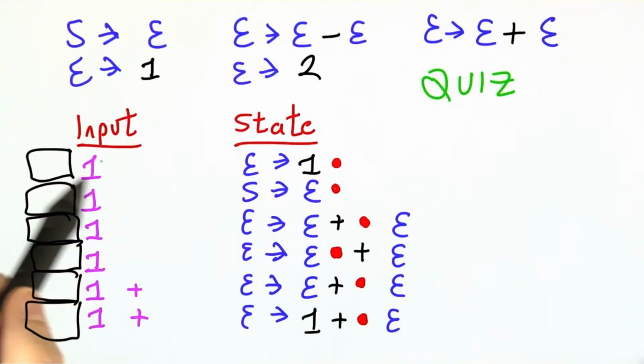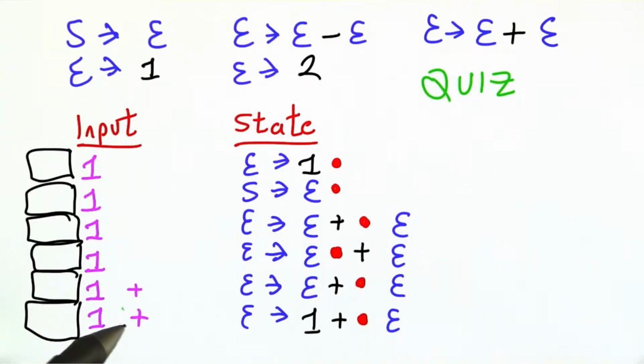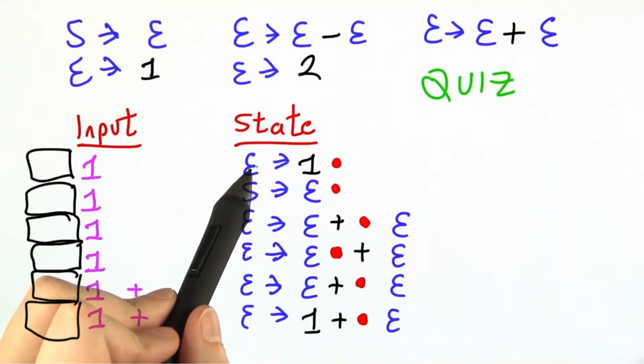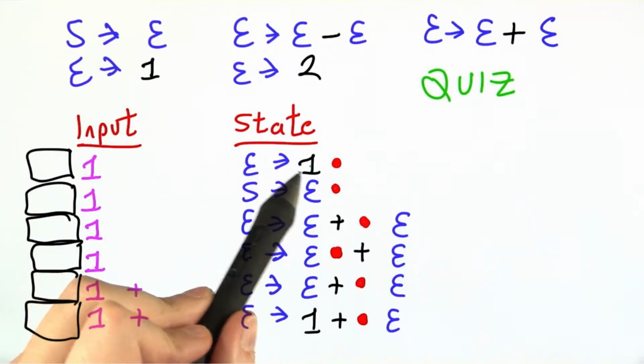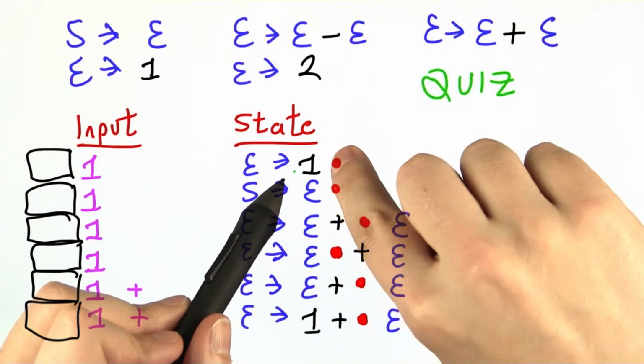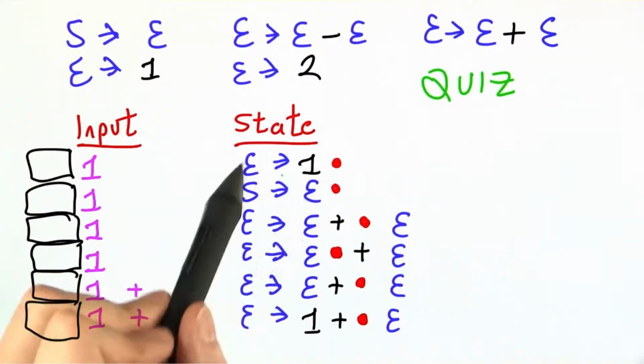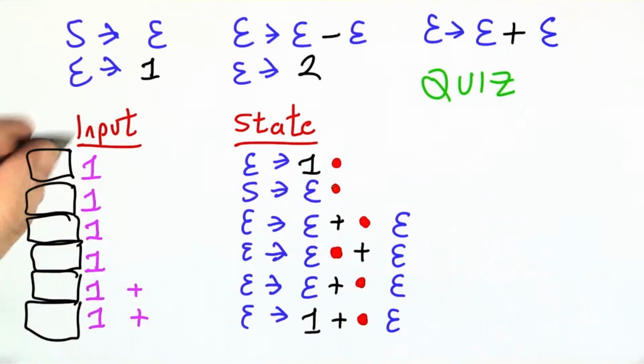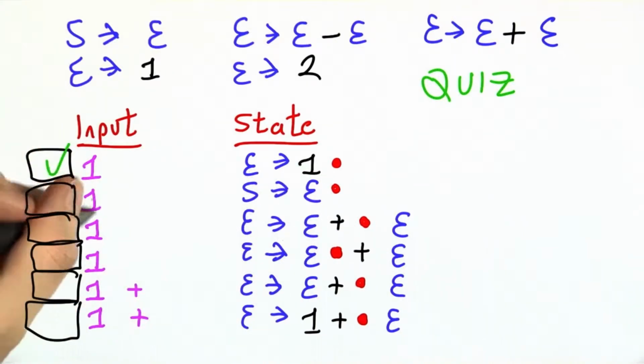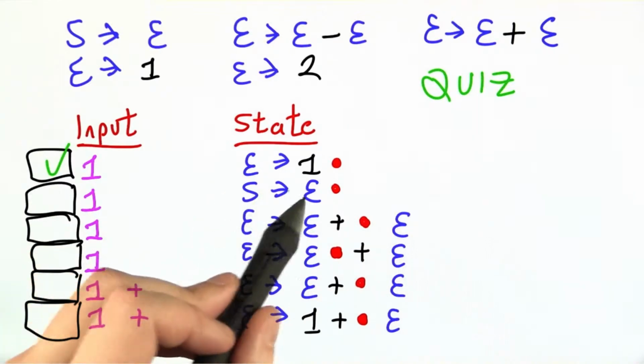We see just a 1, and we've seen all of it. Then we totally could be in this state. E goes to 1, and then there's my finger. That's where we are. We've already seen the 1. We're ready to apply this rule, E goes to 1. Everything here is fine. Here the input hasn't changed, and we have another state.